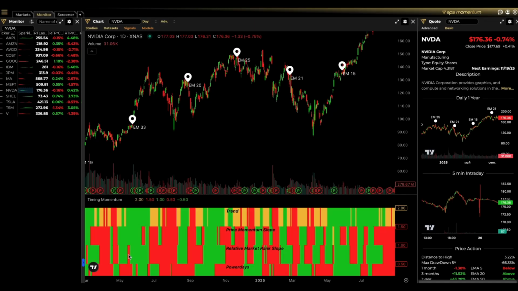When it turns red, the stock falls into the lower ranks, reflecting weaker demand. On this chart, you can see how the periods of strong green coincide with the price rally, while the red zones show times when the stock lost momentum.